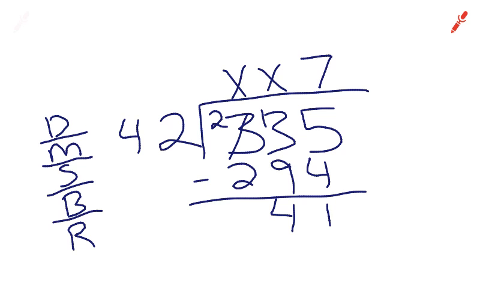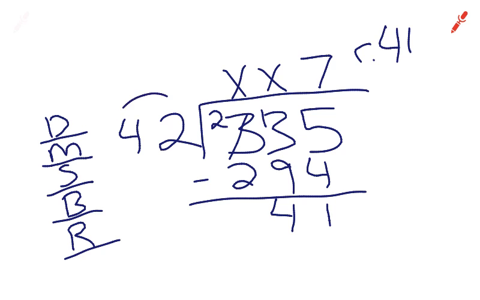Now, our brother step is bring down. There's nothing to bring down, so we're not doing that. And our rover step is repeat or remainder. This is our remainder. It's going to go up there. 7, remainder, 41.